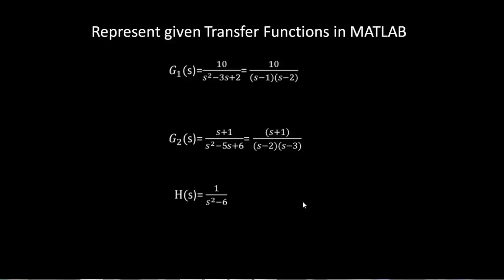Instead of G1, G2, I can also write it as H1, K1, whatever. So H of s is generally used for the feedback path. Remember it is 1 by s square minus 6. There is no term for s. So please try it on your own. Numerator will be 1. Denominator coefficients will be 1, 0, minus 6 for algebraic form. Similarly, try what are the roots of the denominator, and there are no zeros, and the gain factor you have to check, which will be 1. Okay. Please try on your own. Otherwise, I will help you with algebraic form.